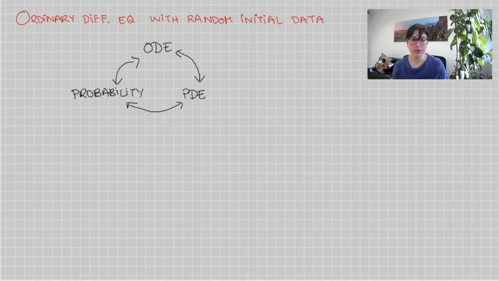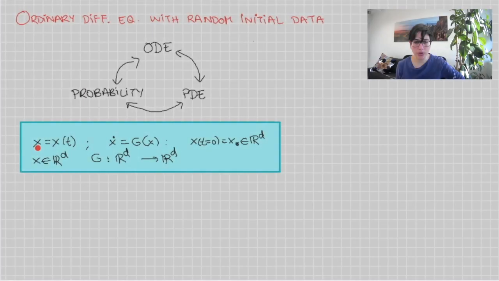I will talk about ordinary differential equations with random initial data, and this is an interesting subject because it puts together concepts from ordinary differential equations, probability, and also PDEs. Suppose that we have an ordinary differential equation, x of t, taking values in Rd, is going to be our solution, and x satisfies this ODE, so the derivative in time of x is equal to g of x, where g is some function.